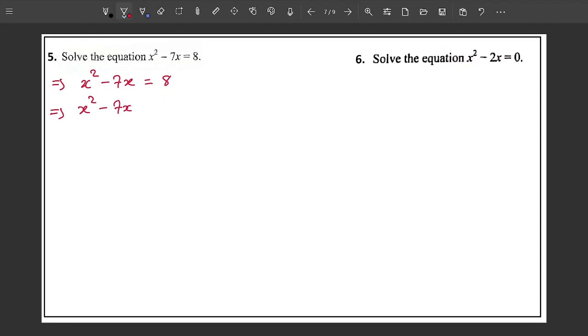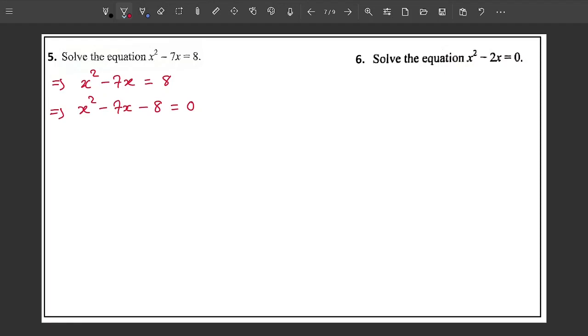So this crosses the equal sign, it becomes negative 8, then equals 0. You remain with a 0 once 8 comes out of that side. So now this one has become standard. So this is a standard quadratic equation which you need to solve by factorization. As I mentioned, in paper 1, you use factorization to solve this quadratic equation.